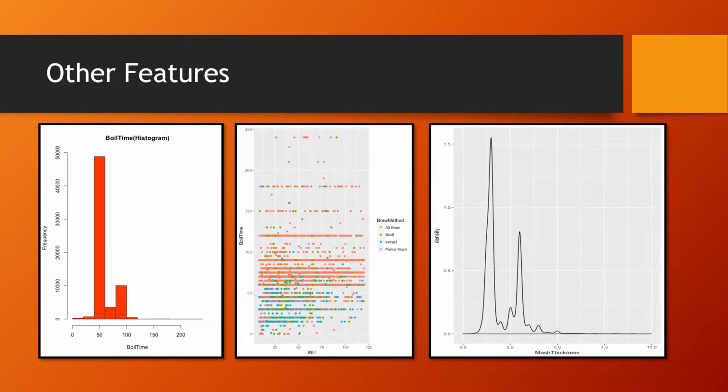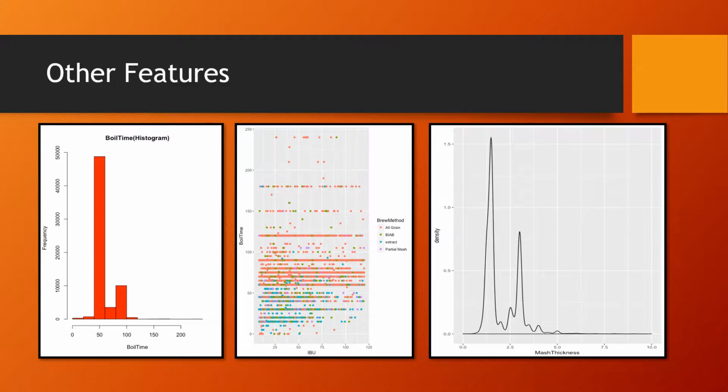Other features that I had in my data set: boil time. The common boil time is about 60. Brew method, which there were 4 in this data set. All grain, which was the most common. Extract, which was the second most common. Partial mash, and the brew in a bag method, which were the least common.